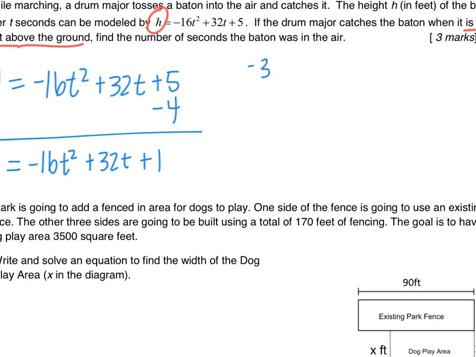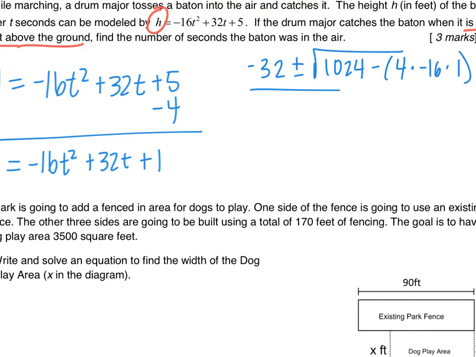All right, now my quadratic formula. Opposite b plus or minus b squared, so 32 squared is 1024 minus 4 times a times c all over 2 times a. All right, so now to put the part under the square roots into the calculator.